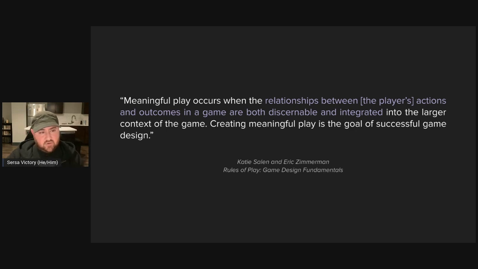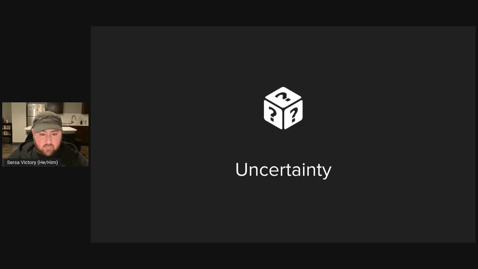And by discernible and integrated, Salen and Zimmerman mean a couple things. First, did the player know what choice she was making? Was she provided with clear feedback on the immediate result of her choice? And is it clear to her how her choices affected the longer-term outcome of the game?